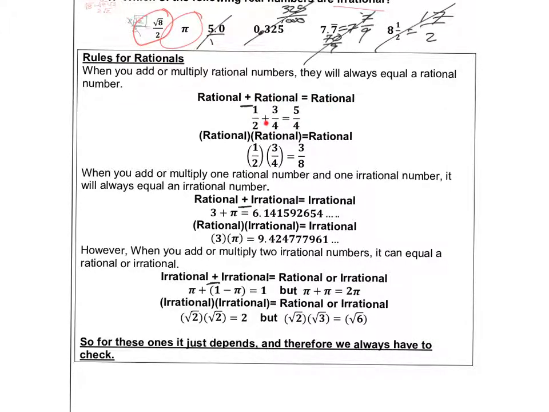So here's an example. Some fractions added together, they equal just another fraction. Or some fractions multiplied together, or rational numbers multiplied together, they're just going to equal a rational number. But if we add a rational to an irrational, like 3 plus pi, we get some new irrational number. Or a rational times an irrational, that's also going to be irrational. The only time when it gets a little tricky is when we have two irrationals either added, subtracted, or multiplied.